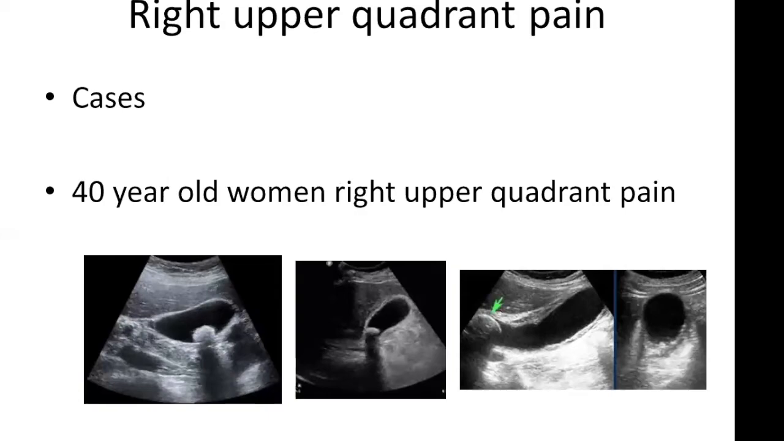So let's have a look at right upper quadrant pain, a 40-year-old woman with right upper quadrant pain. Here we have a gallbladder, going through the right lobe of the liver, and we have an echo density here, which casts a shadow, and this is a stone. This is a gallbladder that has got a stone in the neck of the gallbladder, and this is another stone in the neck of the gallbladder. And the gallbladder wall is thickened. This is acute cholecystitis, and it's the cause of acute right upper quadrant pain.